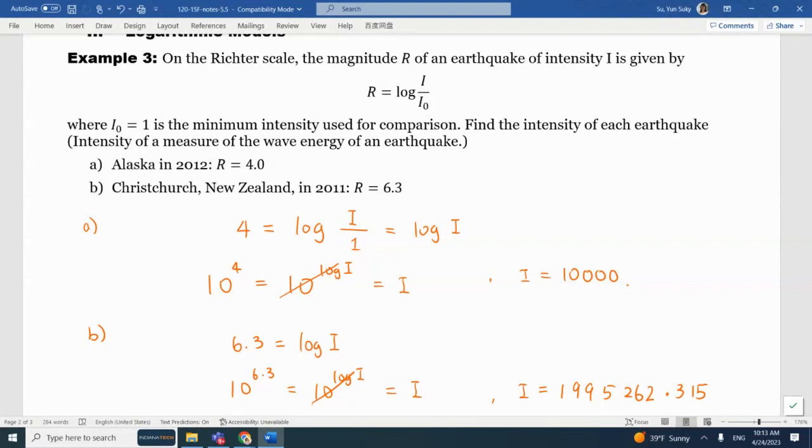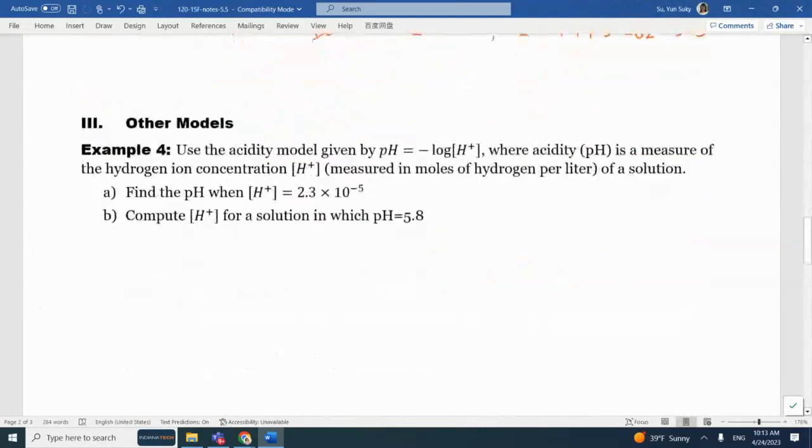Okay, so that is the intensity of the earthquake. And you can see in this problem, the formula is given, and then we just plug in the numbers to find the unknown. Okay, everybody? Any questions about this problem? Okay. All right, other models.